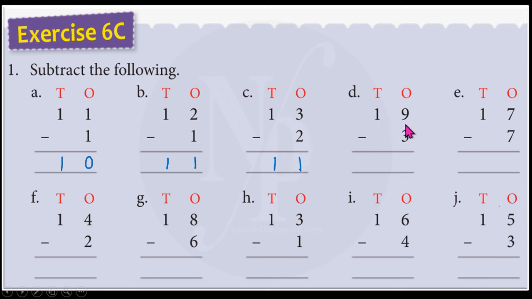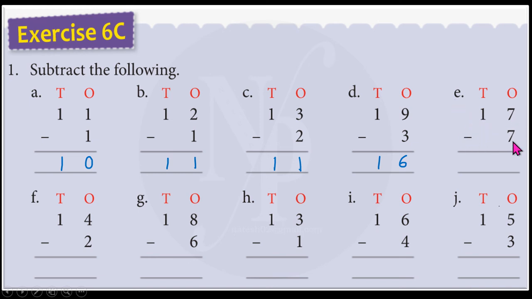D. 19 minus 3. So here we have to subtract 3 from 9. For such problems you may draw lines or you may use fingers. So here I subtract 3 from 9 and I get 6 as answer. On subtracting 3 from 9 you get 6. Here 1 minus 0 is 1. The answer is 16.